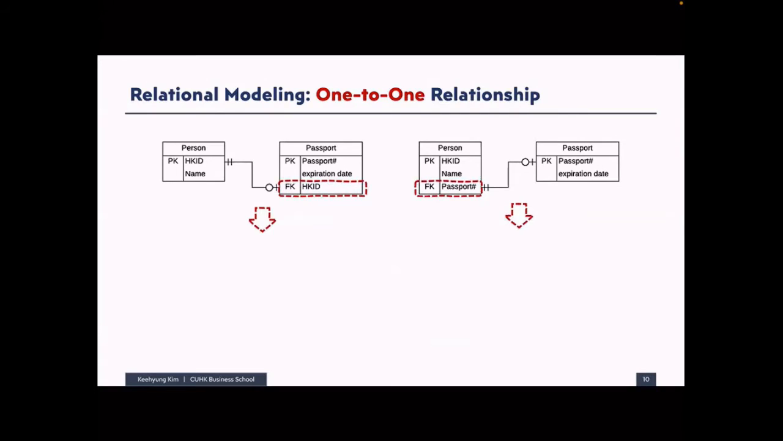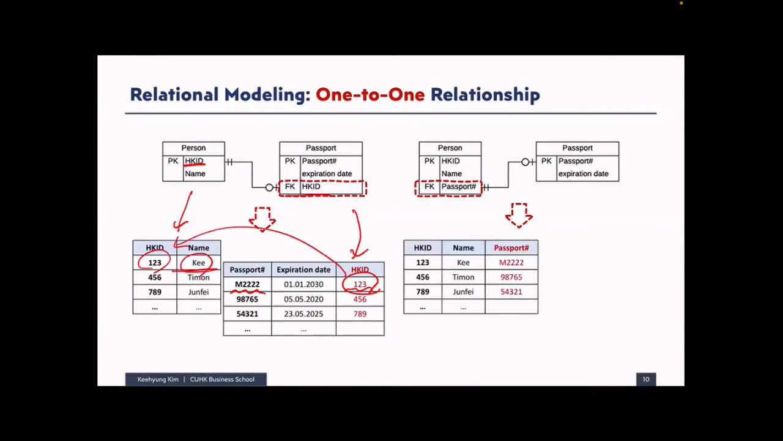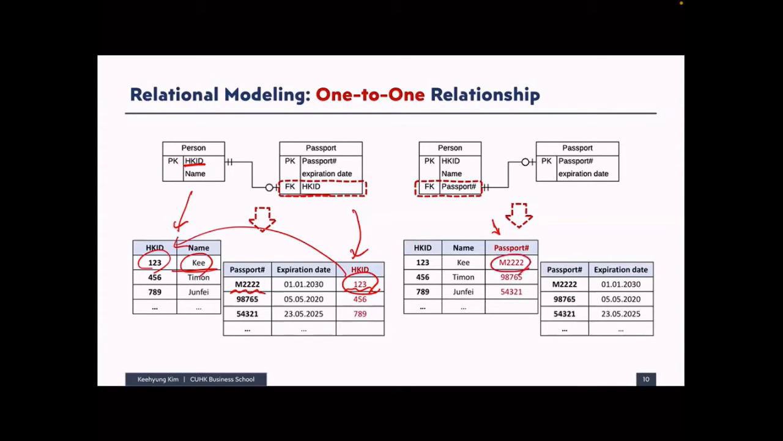Again, in the first example, when we add the primary key Hong Kong ID as a foreign key, we will have a person table like this, and the passport table will be implemented like this. For every passport, we can look at the Hong Kong ID here and find the person. The same thing applies here. When we add the foreign key passport number into the person table, we can simply look at the passport number for every person to find the related information in the passport table like this. So in this case, either design works fine. So that's a one-to-one relationship. As I go through this, if you have any questions, just raise your hand and let me know.